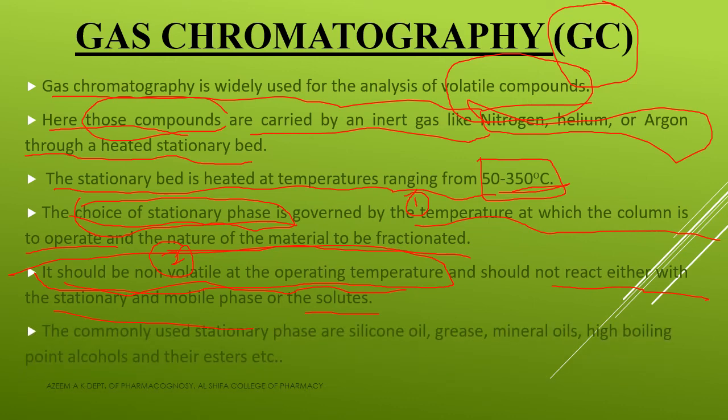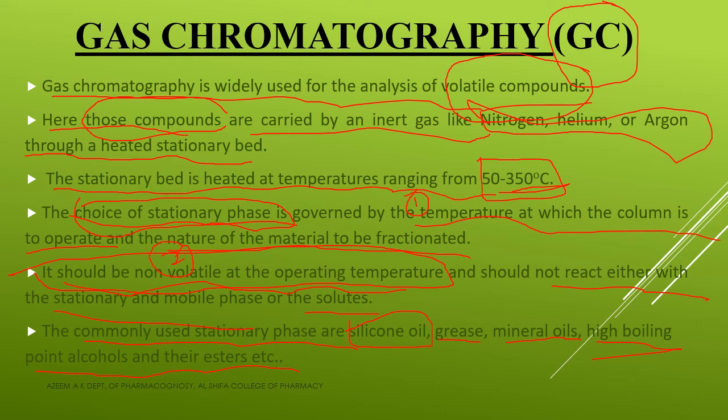Next point is the commonly used stationary phases in gas chromatography. So these are the stationary phases used in gas chromatography. The commonly used stationary phases in gas chromatography are silicon oil. Silicon oil is a stationary phase. Then grease is a stationary phase. Mineral oils are used as stationary phase. Then high boiling point alcohols and their esters can be used as the stationary phase. So this is what I have to say as the first introduction part of gas chromatography.